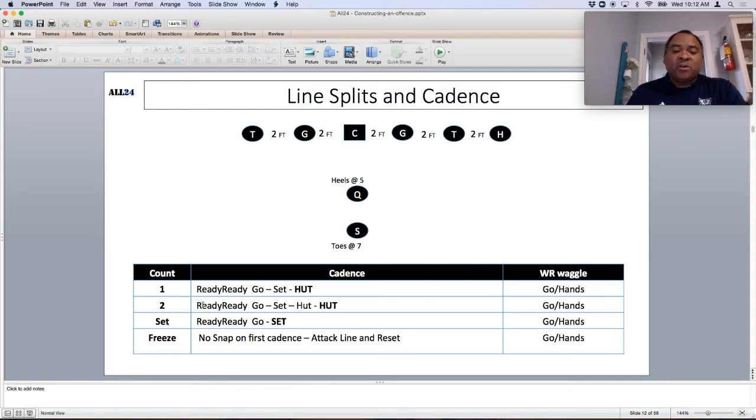As we look down here, you now have to have a snap count. In this example we've got either on 1 or 2, and I'll show you some other ones later. And then you have your cadence, the communication the quarterback's saying aloud to get the play going.